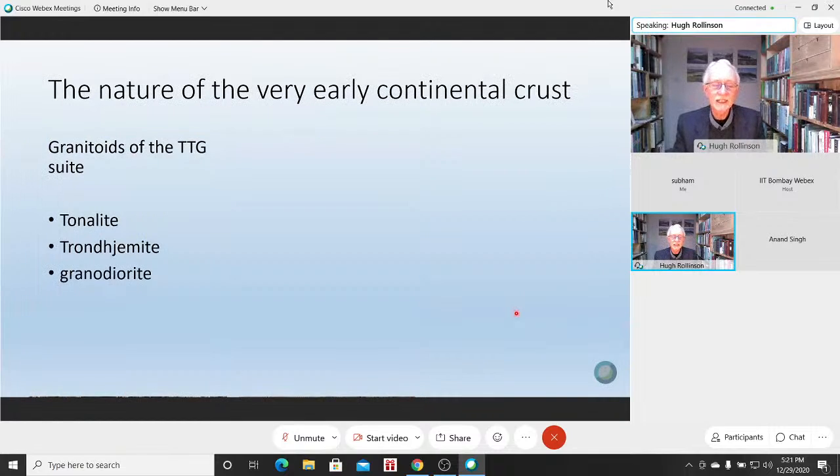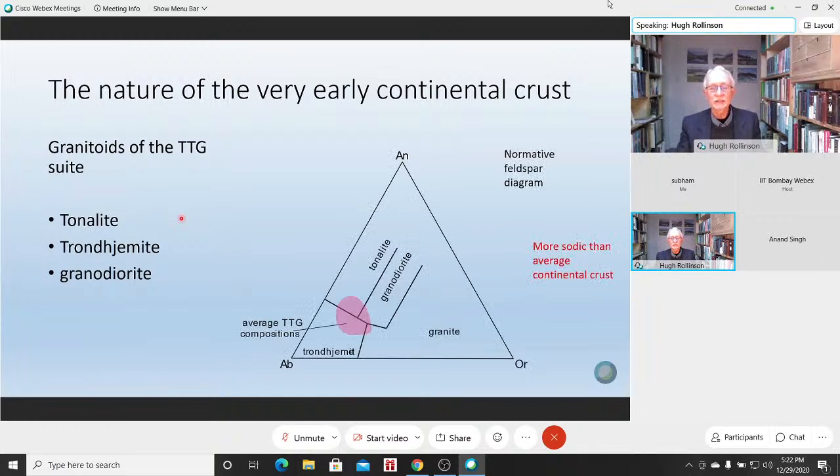Now, when we look in detail at what these rocks are made of, we find that they're granitoids. They're granitoids with rather unusual compositions. They have the composition of either tonalite, trondhjemite, which I'll explain in a moment, or granodiorite. And because of this trilogy of names, we abbreviate them to the acronym TTG. These are the rocks of the TTG suite, and these are the rocks which characterize the nature of the Earth's earliest continental crust. We can represent their compositions on a classification diagram like this.